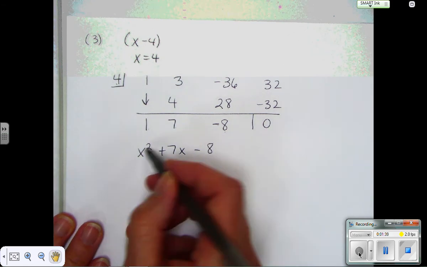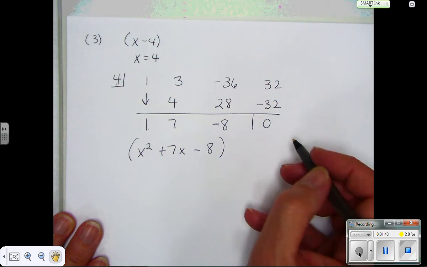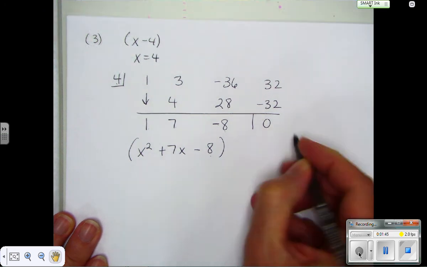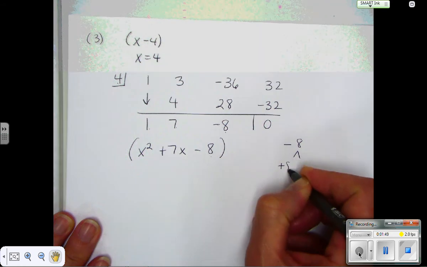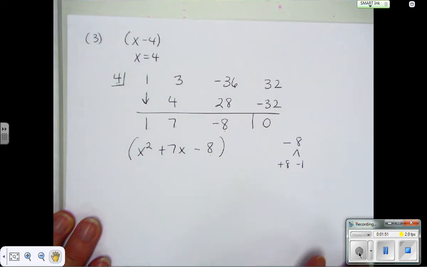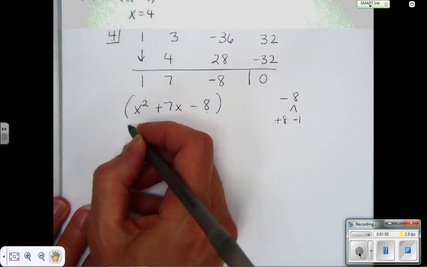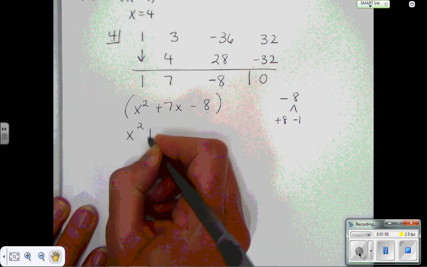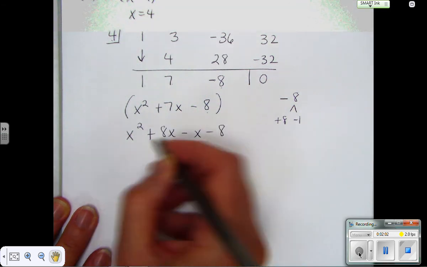So now I just need to factor this trinomial to get my other dimensions. 2 factors of negative 8 that add to be a positive 7. It's going to be positive 8 and negative 1. I'm going to scoot this up just a little bit. So now I can expand that middle term, x squared plus 8x minus x minus 8. Group and factor.